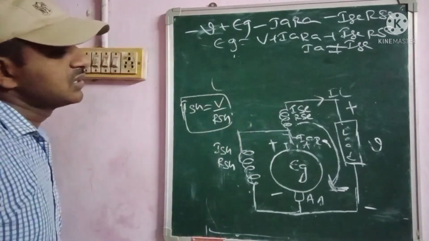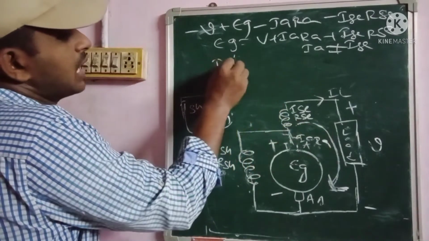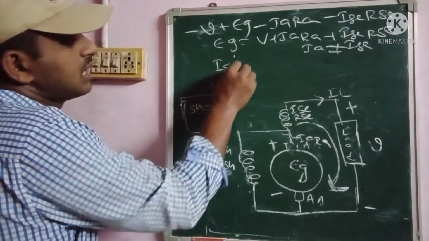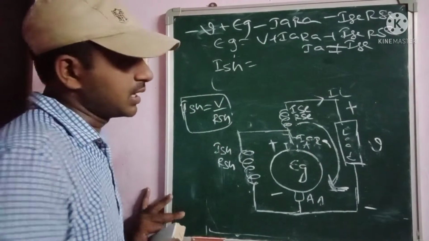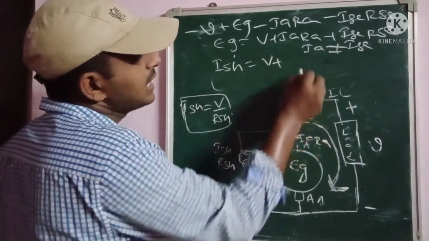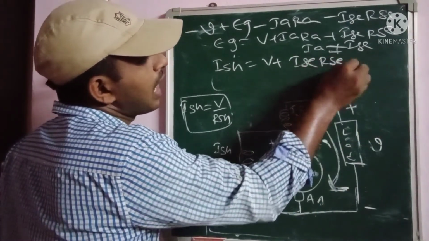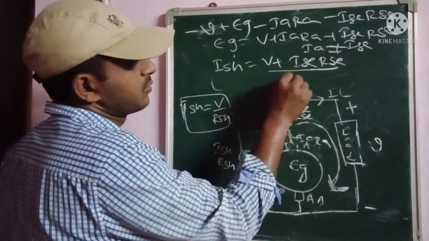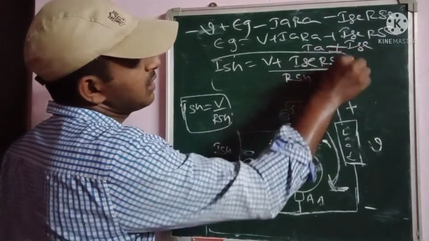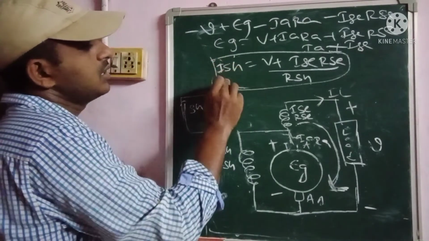As well as, if I want to calculate the shunt field current in case of the short shunt compound generator, then ISH is equal to V plus ISC into RSC by RSH. So this is the current equation for the short shunt compound generator.